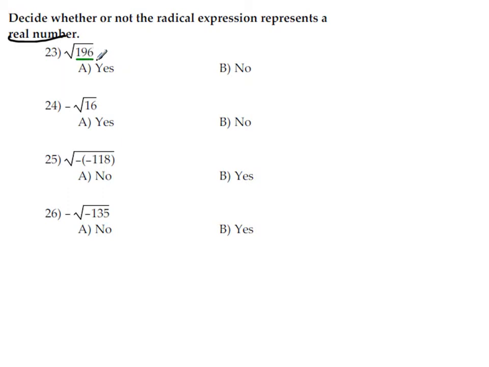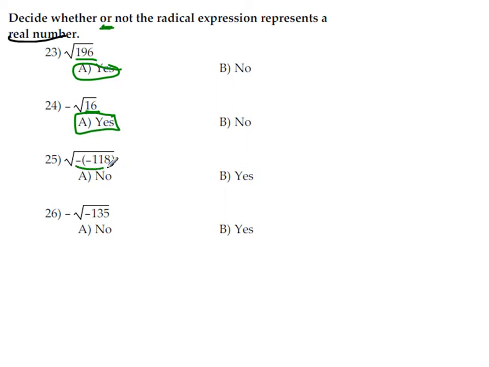So our radicand, it's what's under the radical. We have 196. Yes, it's positive, so it is a real number. It's kind of a bad question because it says "whether or not." So we want to say yes it is, but you kind of get what we mean. The next one, 24. Look at the radicand. 16. It's positive, so our answer is yes. Sure, there's a negative hiding out in the front, but that doesn't make a difference to us. All we're concerned about is the radicand.